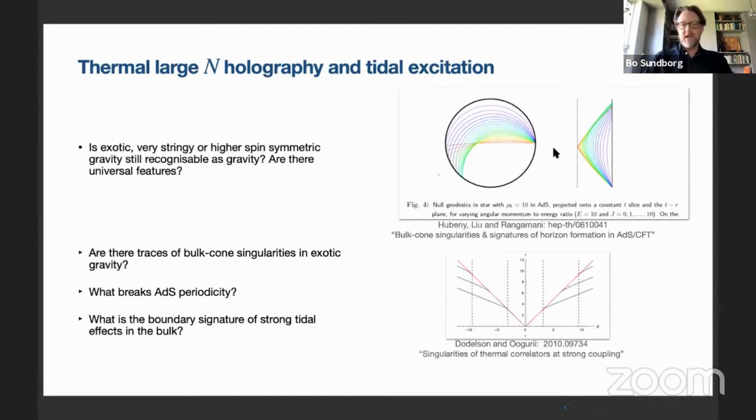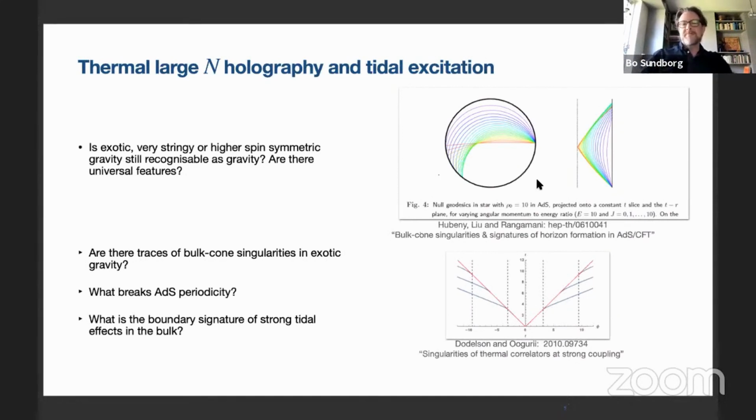How does gravity behave? There's an interesting notion called bulk cone singularities that I think was introduced by Hubeny, Liu, and Rangamani quite a few years ago by now. I want to start from this image that I cut and pasted from their preprint, because it's actually relevant to the calculation I'm going to explain later in this talk.